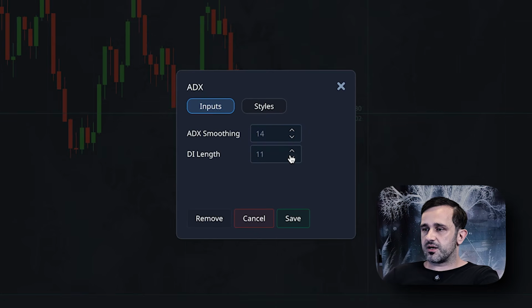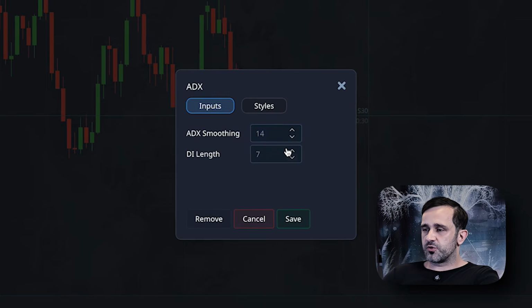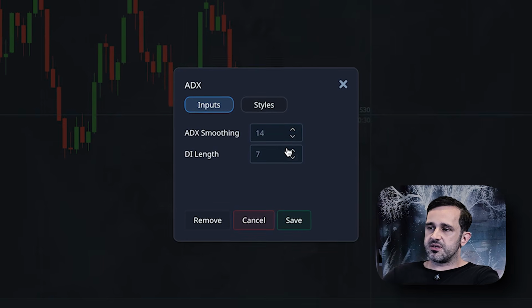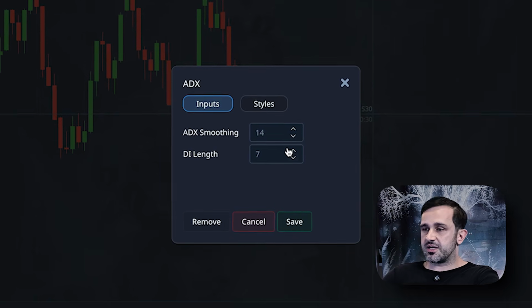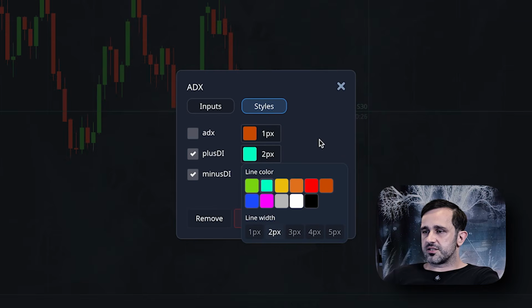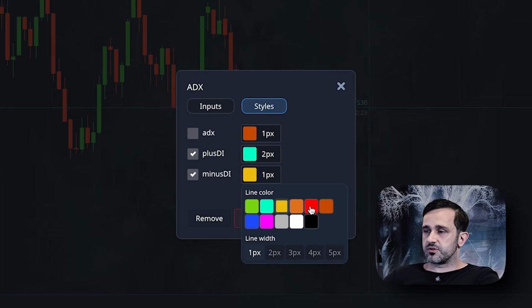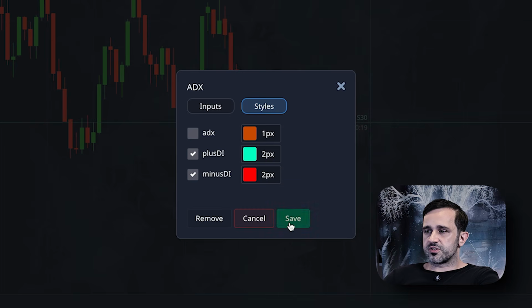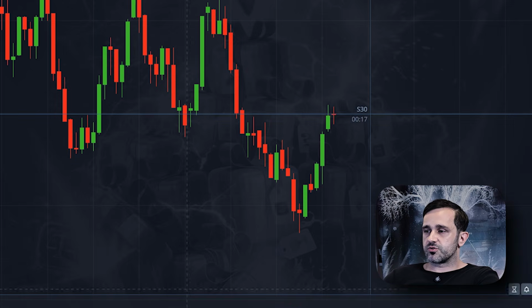ADX shows who's dominating the market right now, sellers or buyers, through the 2 lines, plus DI and minus DI. I set ADX smoothing to 14 and DI length to 7. This keeps the setup responsive during fast movements and gives a clear picture right in the moment. For styling, I disable the ADX line itself. I don't need it. I leave only the 2 lines, plus DI in turquoise and minus DI in red. Their crossovers are what I'll use to determine who's taking control.